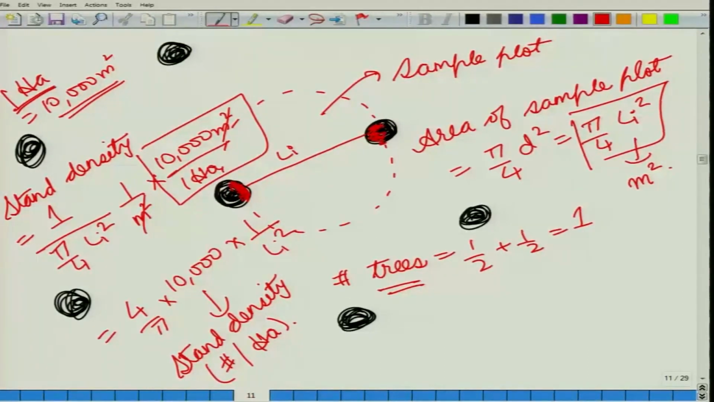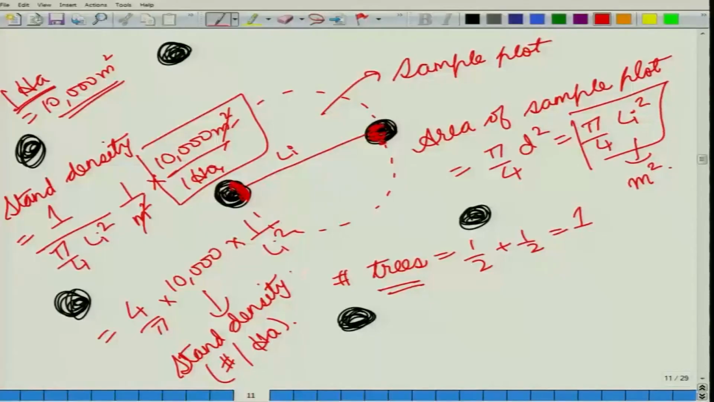In this way, if you go inside a forest and take measurements of just 2 trees, I mean the distance between the nearest 2 trees, you have to have only one measurement, and just by using that one measurement you can calculate the stand density.